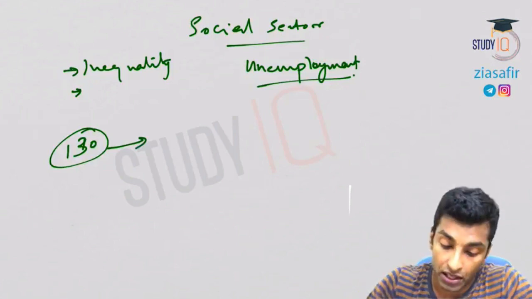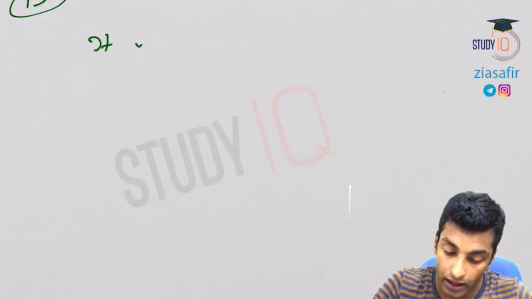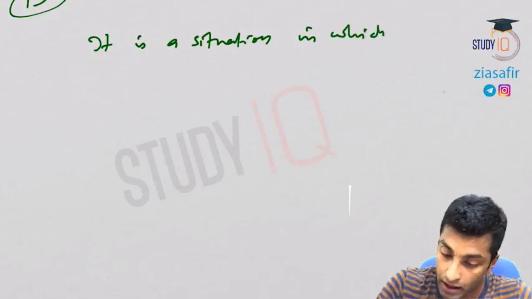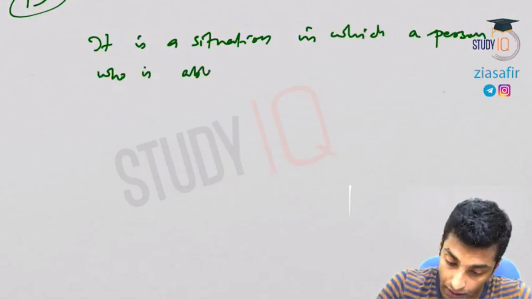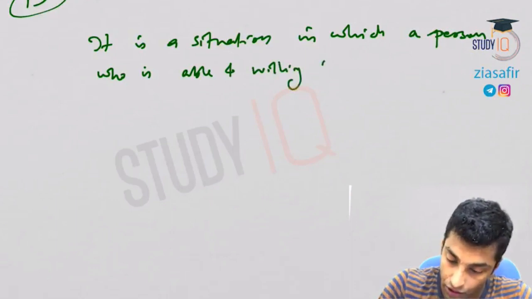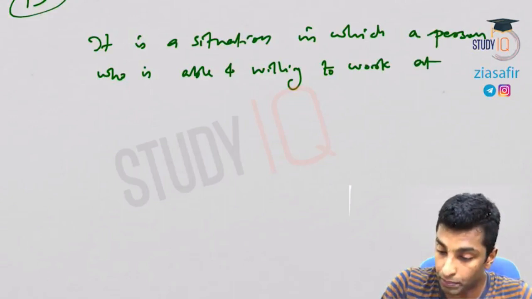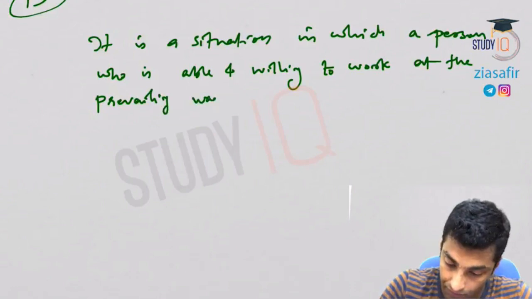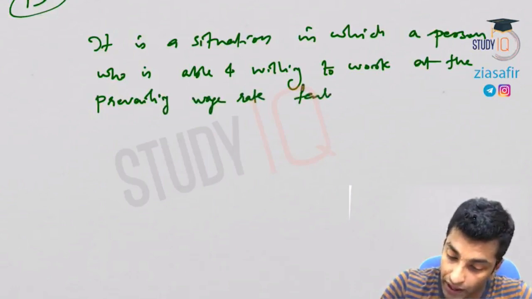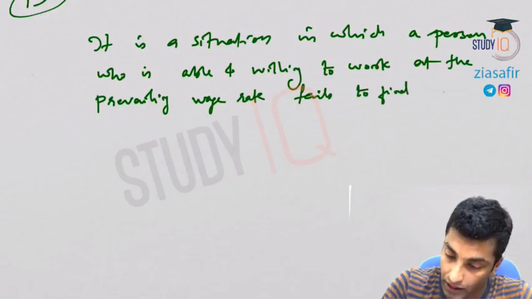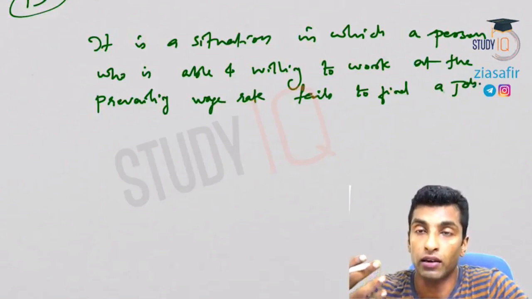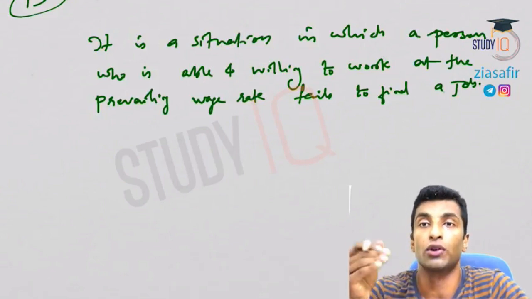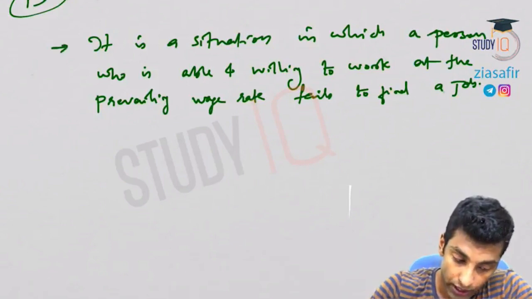So let me write down a brief definition of unemployment. It is a situation in which a person who is able and willing to work at the prevailing wage fails to find a job. So when we calculate the unemployment rate in terms of percentage, we will be calculating not on the basis of the whole population, but on the basis of labor force. That has to be understood.